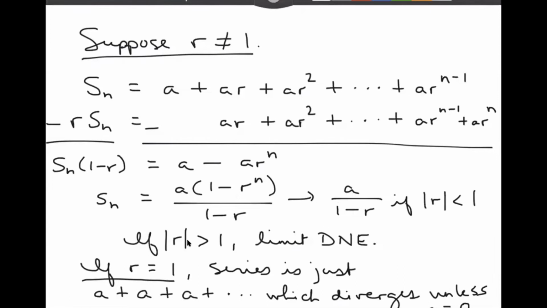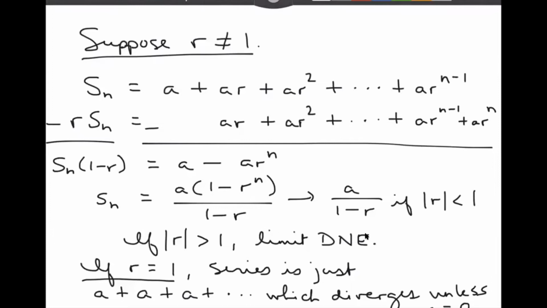However, if the absolute value of r is greater than 1, then you're taking a larger number and raising it to a big giant power, and that is just going to blow up. If r happens to be a positive number, then this will go towards positive infinity. If r is a negative number, then this is just going to oscillate between a great big giant positive number and a great big giant negative number. In both cases, that limit does not exist.